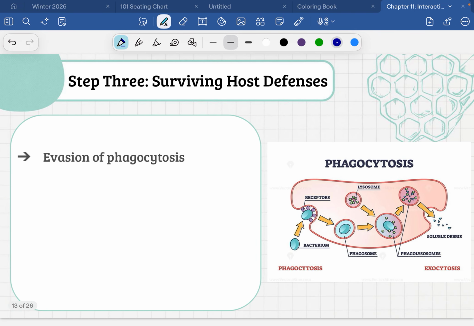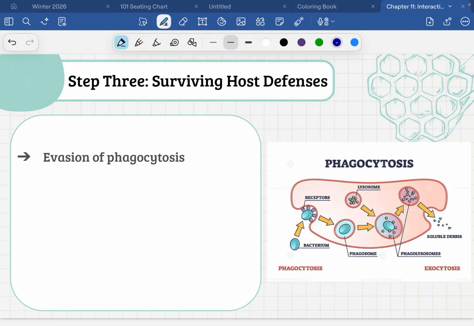Okay. So the third step is surviving the host defenses. So human hosts in particular, we have immune systems. And we are going to talk a lot about the immune system in the next 2 chapters. We're going to get into the specific parts of the human immune system in great detail over the next week or so. But it's something to think about is that bacteria have to be able to survive the human immune system if they want to cause disease.